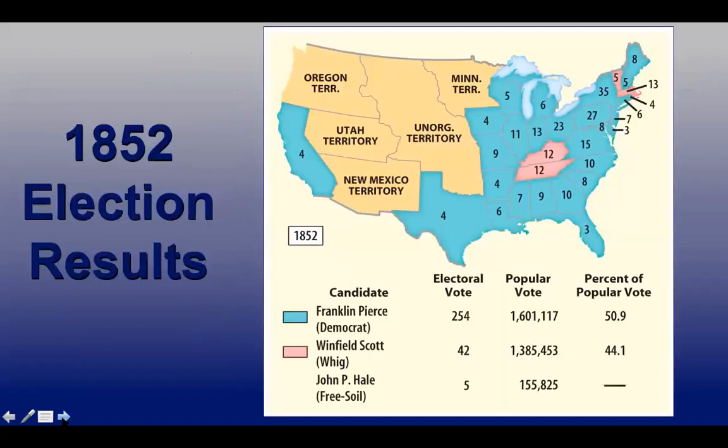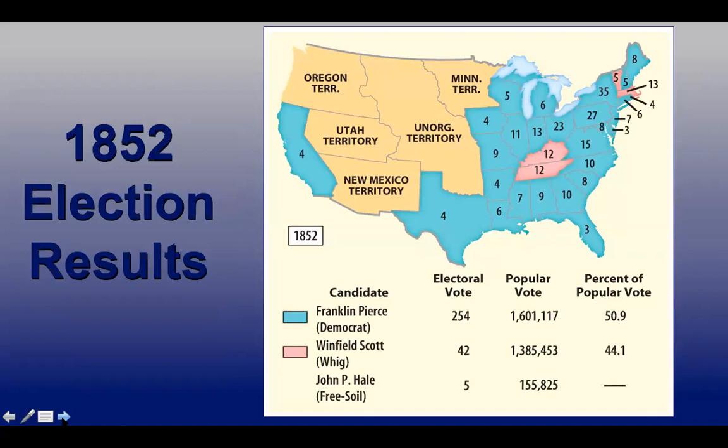So here are your election results. Really, it was a huge landslide for the Democrats, for Franklin Pierce. So he becomes president, and we're just going to move forward a little bit. Again, a lot of people just ignore slavery. They ignore it until they can't ignore it.